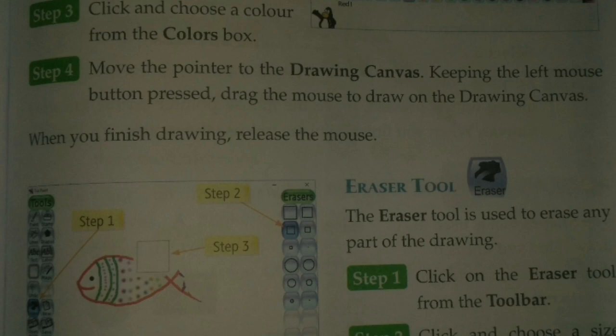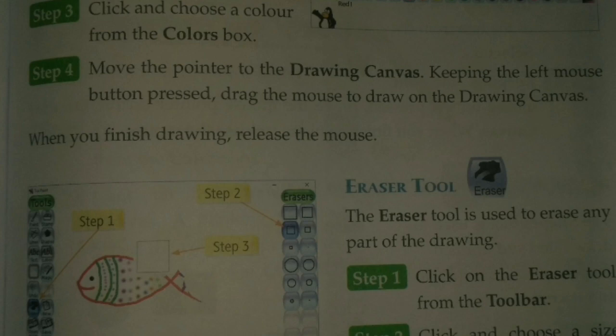So first, click the paint tool from the toolbox, then click any brush from the selector, then choose any color from the color box. Then draw one picture on the drawing canvas by using the mouse, keeping it pressed.